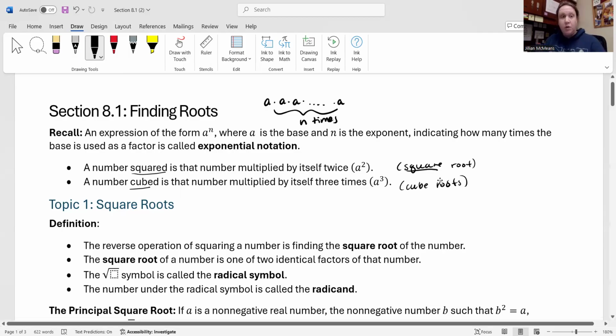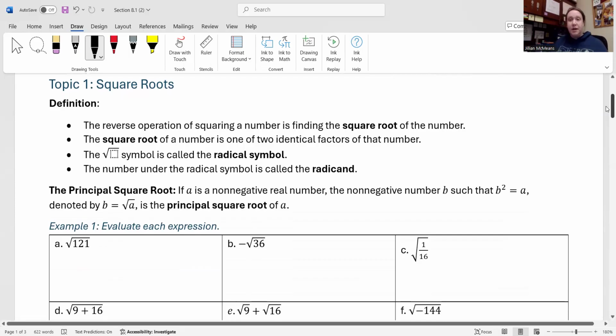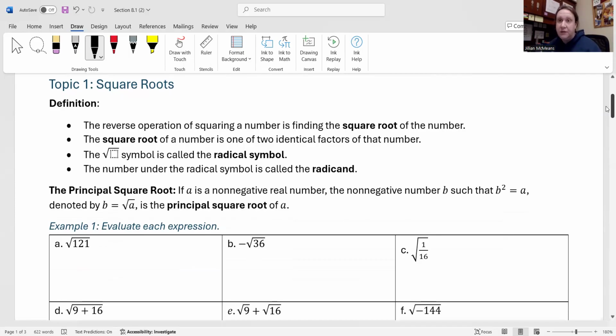First up is topic 1, which again is just square roots. So I'm going to talk about square roots informally, like how we just know them in practice. Then we're going to talk about this super formal definition of a square root, and we'll get some practice there. So first of all, we have some more definitions that you need to know. First is the reverse operation of squaring a number is finding the square root of that number.